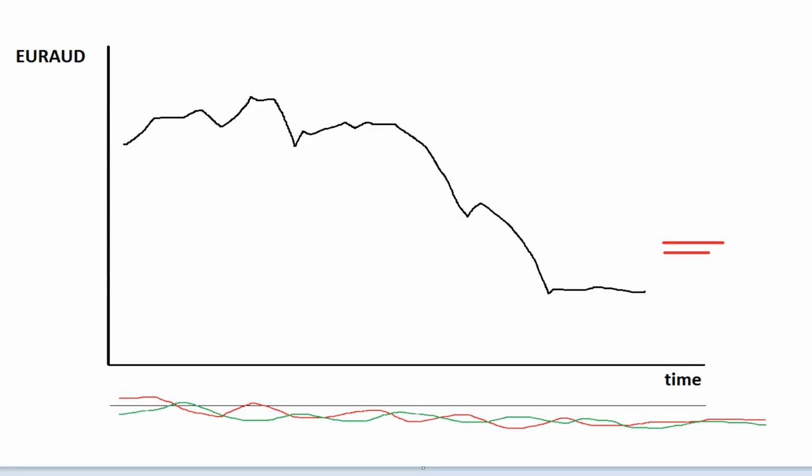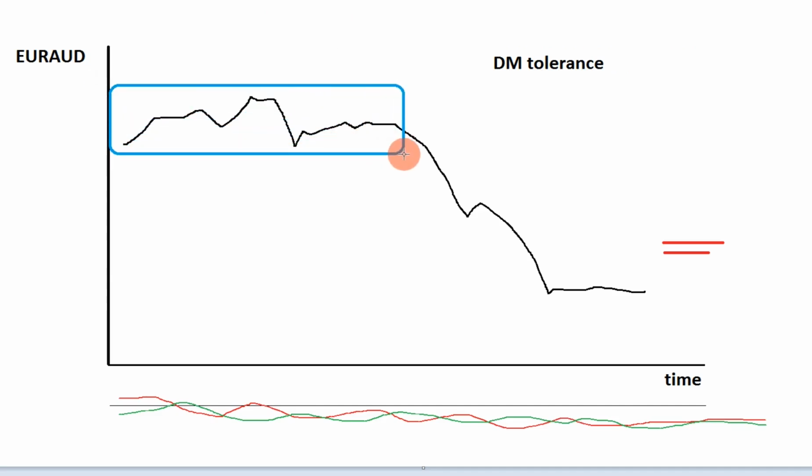Why is that so important? Because of this. Because of the dumb money tolerance. Okay, because surprise surprise, in the inner range scenario the dumb money tolerance is lower. Okay, the algos will pay attention to where we have the dumb money sellers and the dumb money buyers. Okay, however, in an outer range scenario the dumb money tolerance is higher.